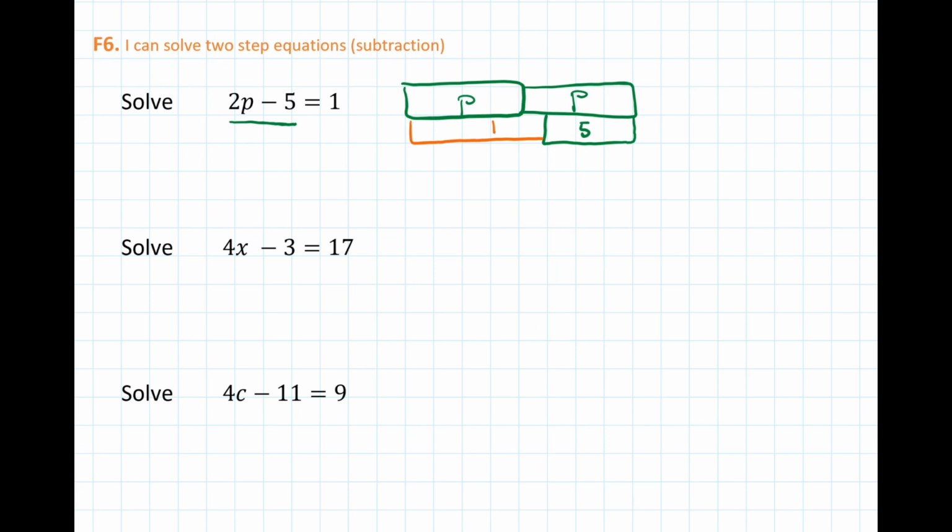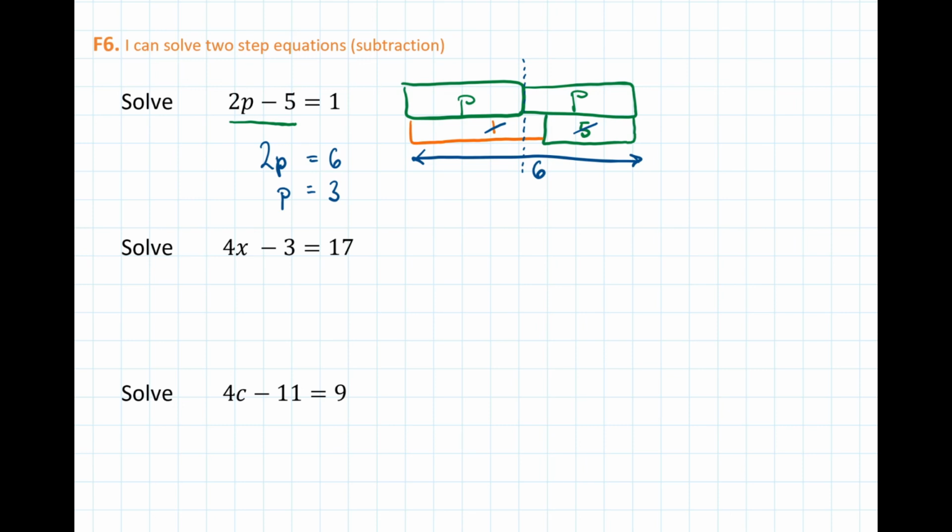What we can do first is realize from the bar model that 2p equals 6. Why? Because 1 and 5 together add up to 6. Therefore, we can write that 2p equals 6. From this, to work out 1p, we just notice that 2p goes into 6, therefore 1p will be half of 6, which is 3.